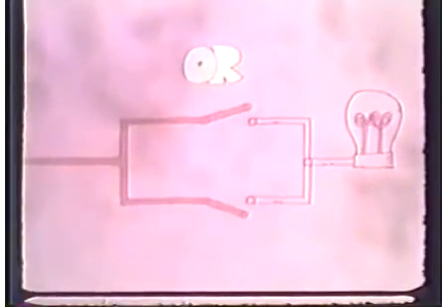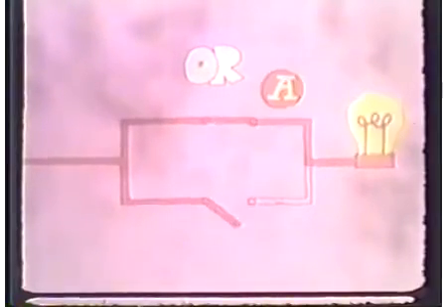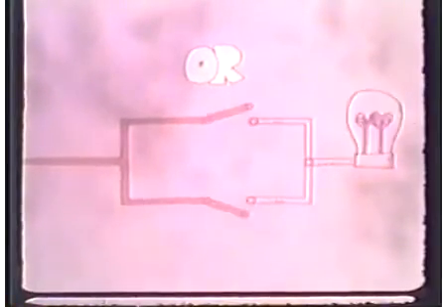Then the OR relation can also be shown as a switching circuit. John Smith is wearing a raincoat or carrying an umbrella. He may be doing both. The statement is true whether he is doing one or both at the same time.